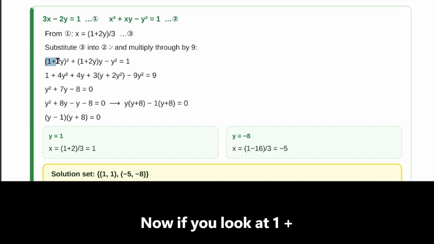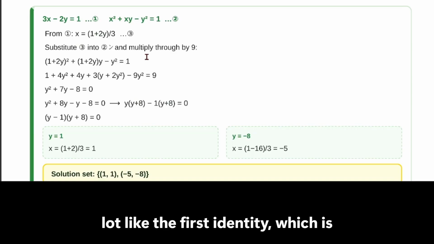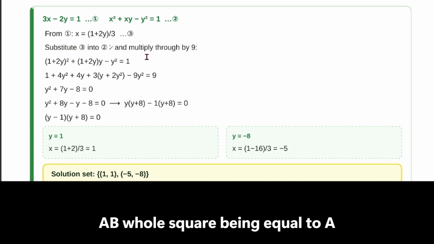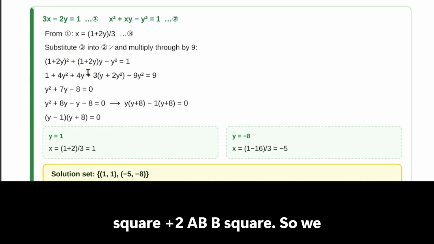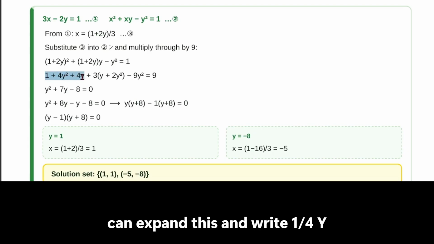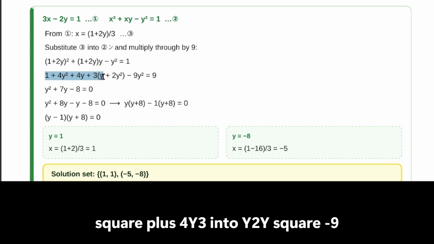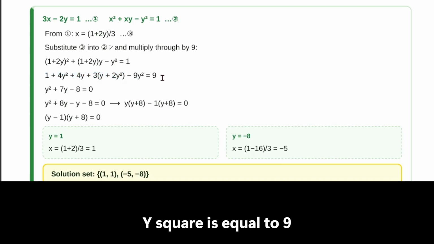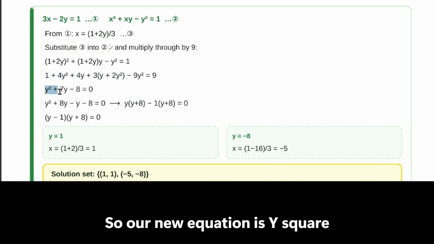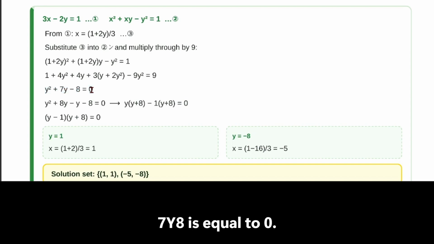Now, if you look at (1 plus 2y) whole squared, it looks a lot like the first identity, which is (a plus b) whole squared being equal to a squared plus 2ab plus b squared. So we can expand this and write 1 plus 4y squared plus 4y plus 3 into y plus 2y squared minus 9y squared is equal to 9. So our new equation is y squared plus 7y minus 8 is equal to 0.